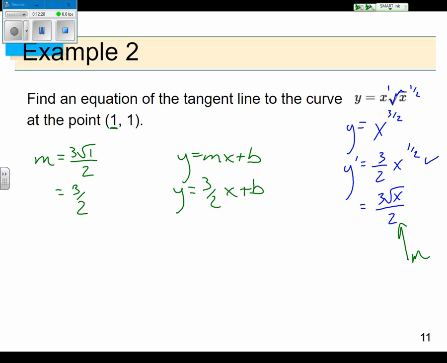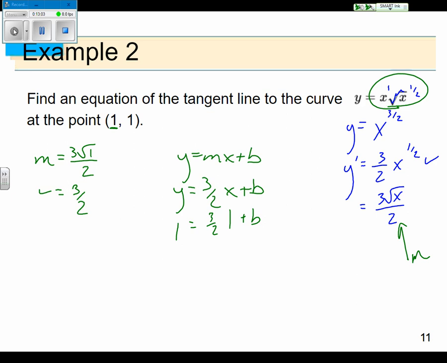So now, there's a couple ways you can do it. You have a slope now. You have a point. You can do point-slope form. Or you guys tend to like to take this 1, 1 right here and put it in for x and y, and then just solve for b. You'll use the 1 the first time to find the slope of the tangent line, because this thing doesn't have a constant slope. The slope's changing as it goes throughout the function. But at the point 1, which happens to be 1, 1, the slope of that tangent line there is 3/2.